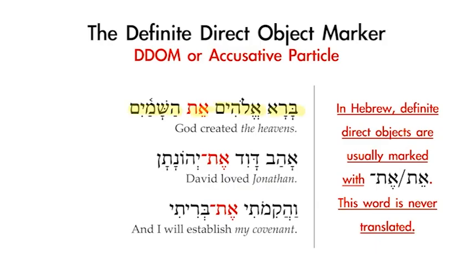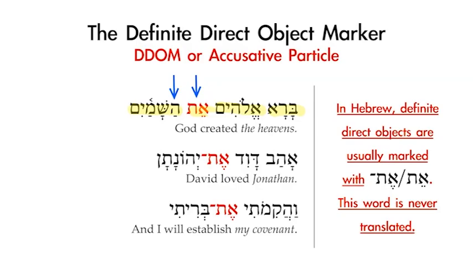The first word there, bara, is the word for create, and the second word, Elohim, is the subject of that verb. So God created. Now, what did God create? He created the heavens. The word the heavens is the definite direct object of the verb. It's the direct object because it's what God created, and it's the definite direct object because it's got the definite article on it. Because of that, it's marked by the definite direct object marker. We don't translate that particle at all. It just marks the fact that the word that follows is the definite direct object of the verb.